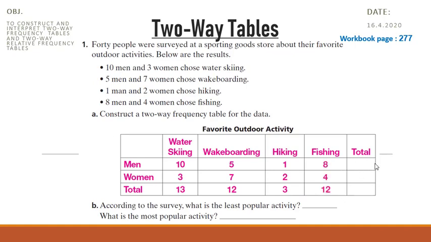The total number of men: 10, 15, 16, 17, 24. And the total number of women: 3, 10, 12, it's 16. Alright. 12, 24, 27, 40. It's easier to add 24 and 16. 40. So, according to the survey, what is the least popular activity?